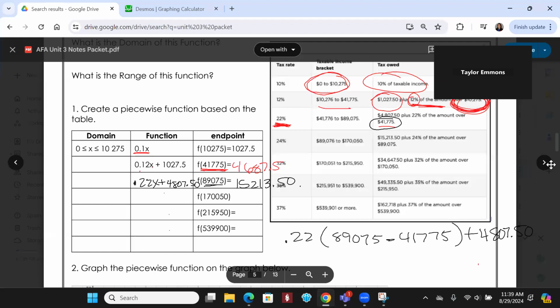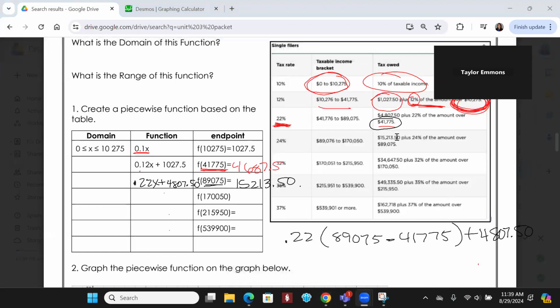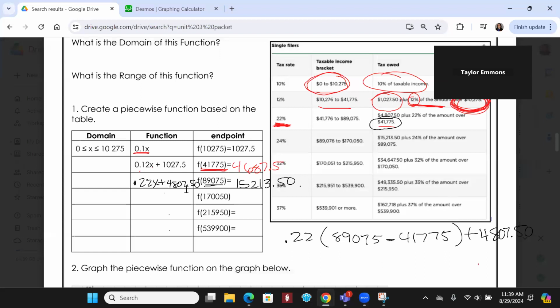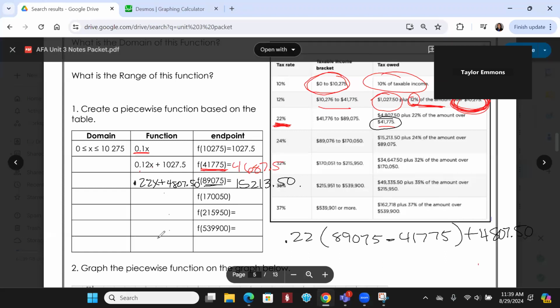All right. So what we're going to do here is write the equations for each one of these. So you're looking at this description over here. So that's how we got that 0.22x plus 4,807.50. For the next one, we're going to get 0.24 times x plus 15,213.50. Again, I'm not pulling these numbers out of nowhere. They're over here. Okay. For the next one, same thing.